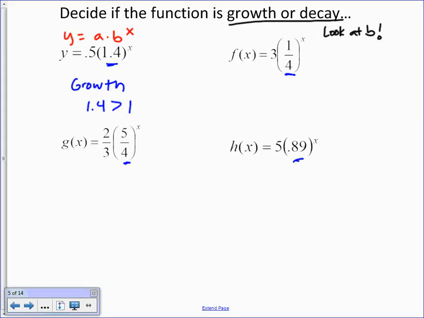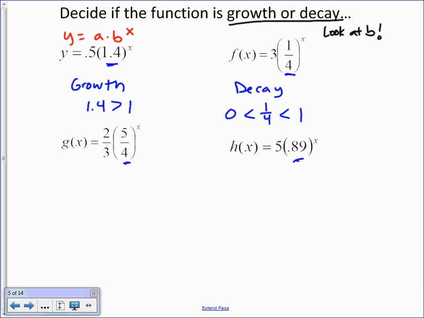Kyle, what did you guys say for f of x? I thought B was the base. So if you're looking at f of x, it is decay because the 1/4 is less than 1. 1/4 is stuck in between 0 and 1.